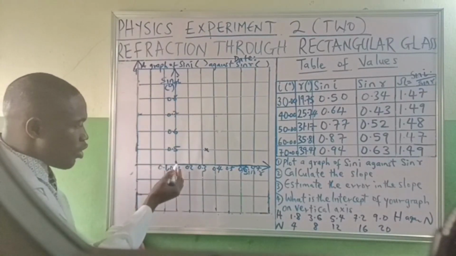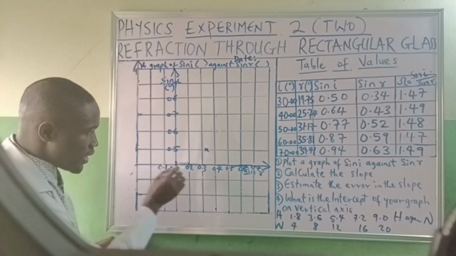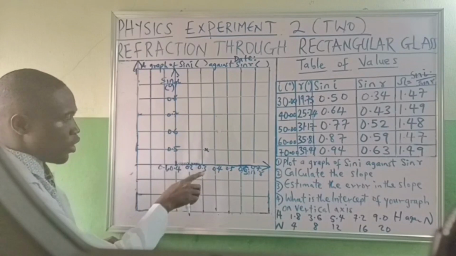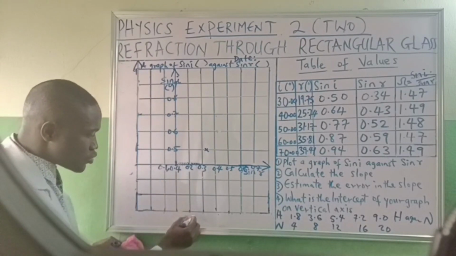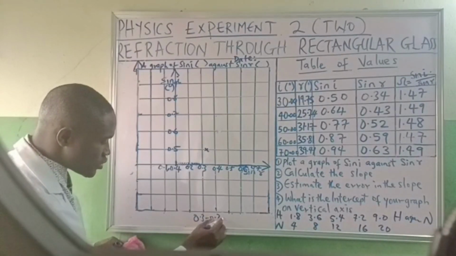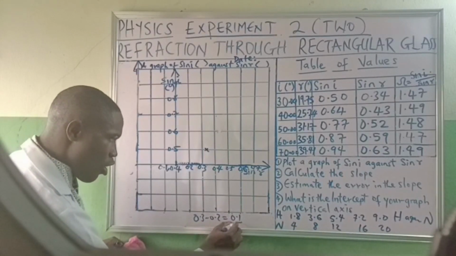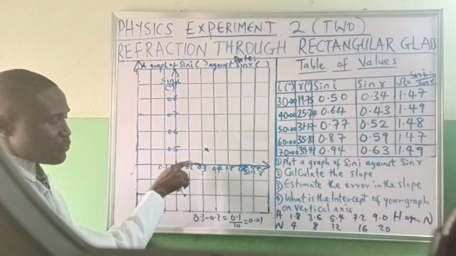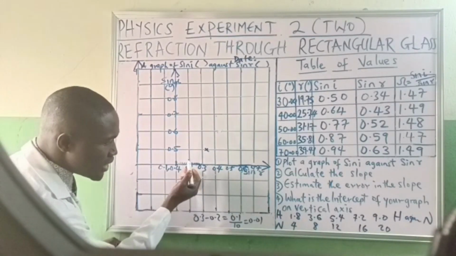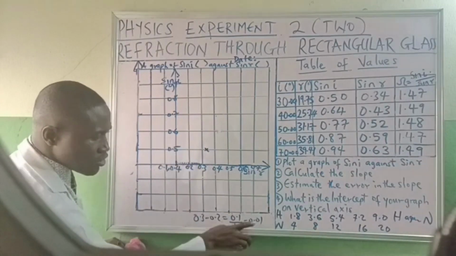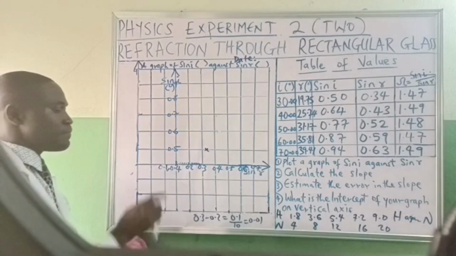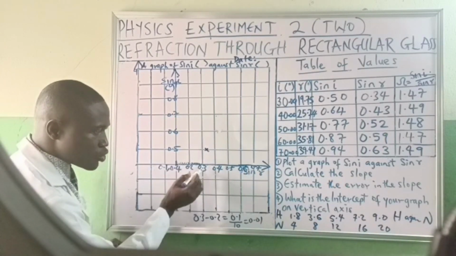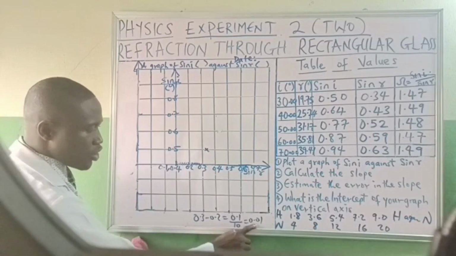If you want to know the value of each small line you will be seeing here, they are up to 10. What you do is 0.3 minus 0.2, that is 0.1, all over 10, which is 0.01. It means that each small space inside this big box is 0.01. Then 0.21, 22, 23, up to 0.3. Each of them will be 0.01.